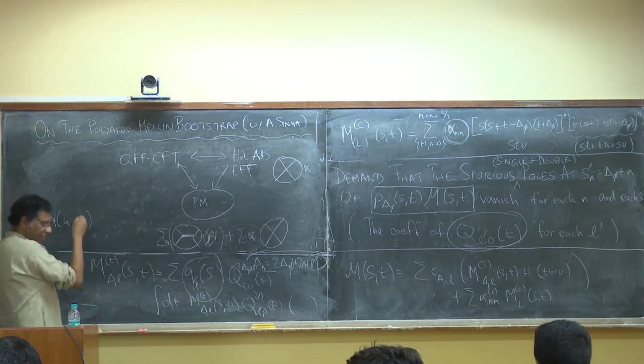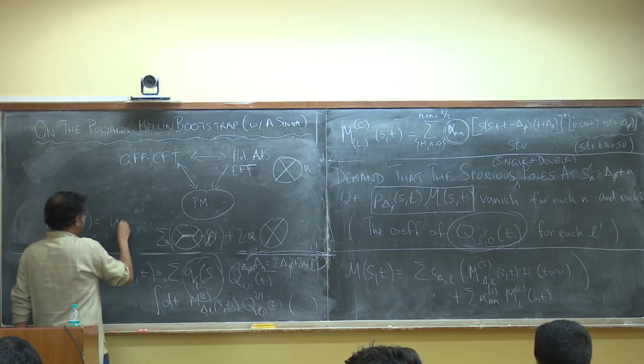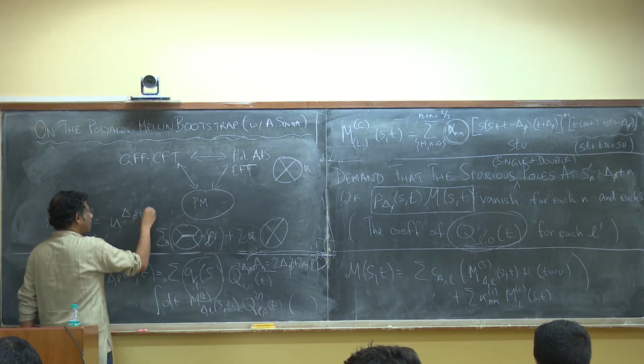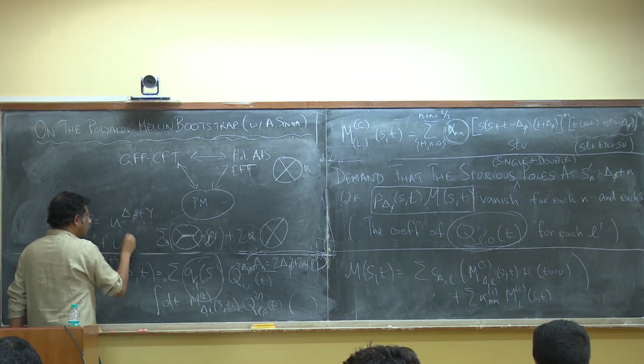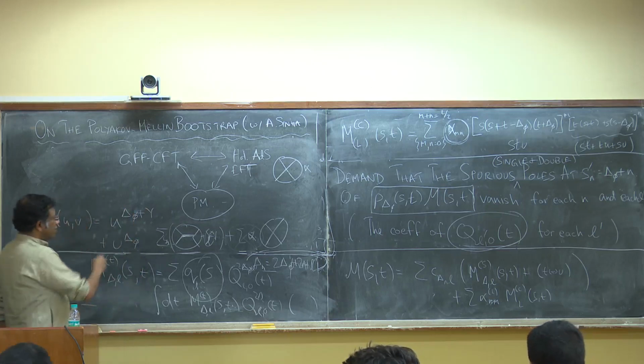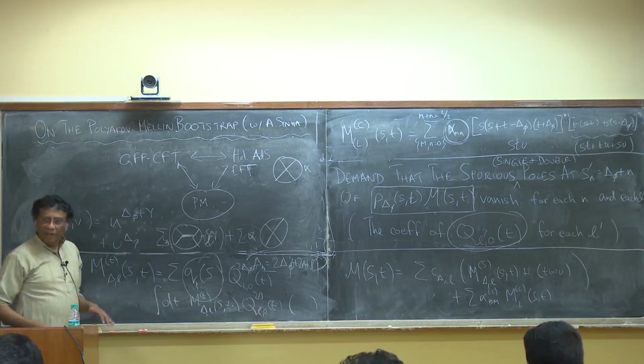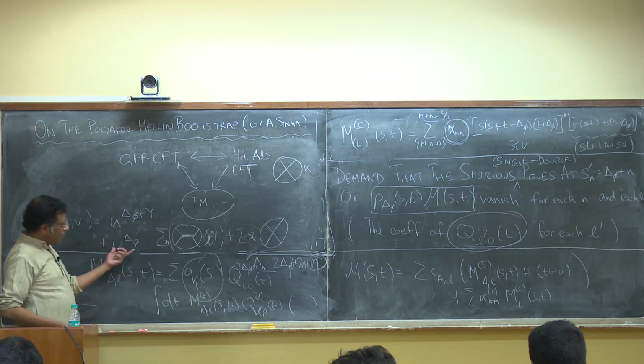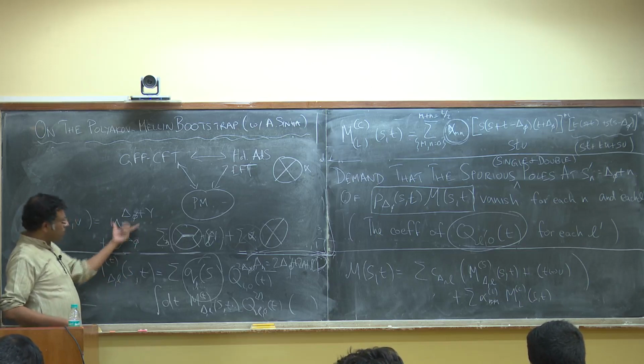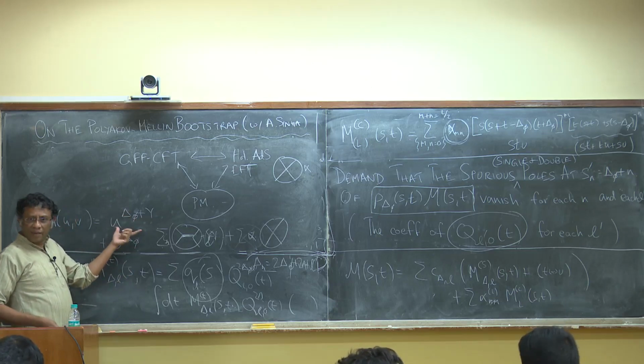Let me go back to position space, because we'll have pieces which will be u to the delta phi plus gamma. There'll be pieces u to the delta phi. In my way of expanding it, these will be coming from the double trace poles, the physical and spurious double trace poles.